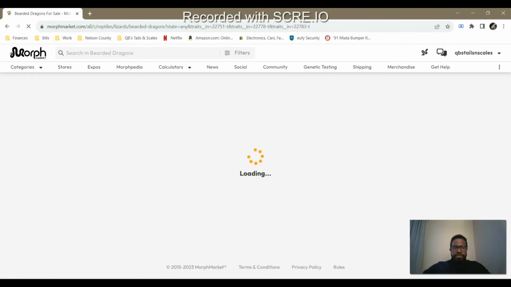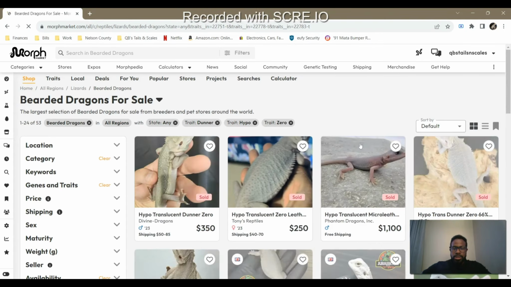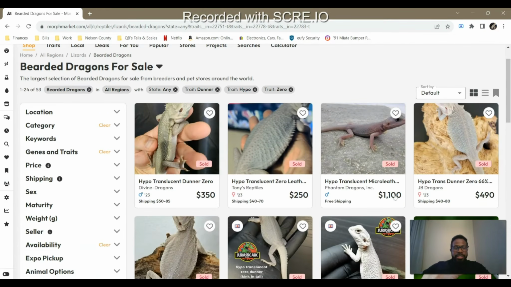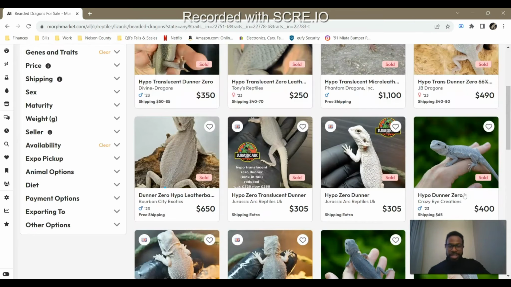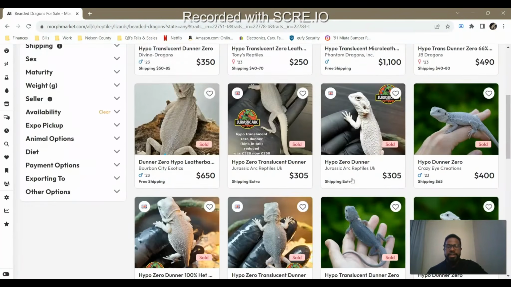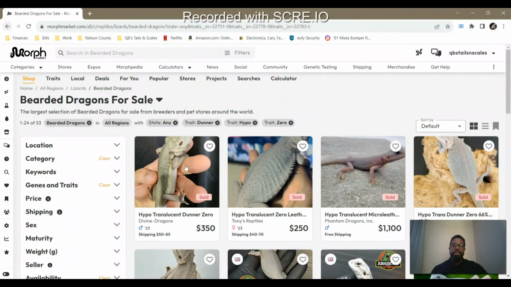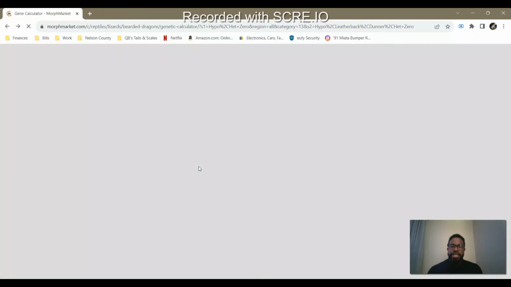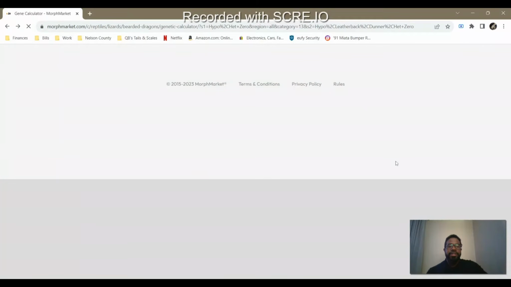Let's see. Yeah, some people are underselling these zeros. I'm not gonna lie. Look at this one, $1,100. That's where, when I used to buy zeros, that's where they were. 400, 600. So they're all over the place. I'm just gonna say they're $450, just like the leatherback version, just to make it even. And then I'm assuming the hypo dunner leatherback zero is gonna be like $600.